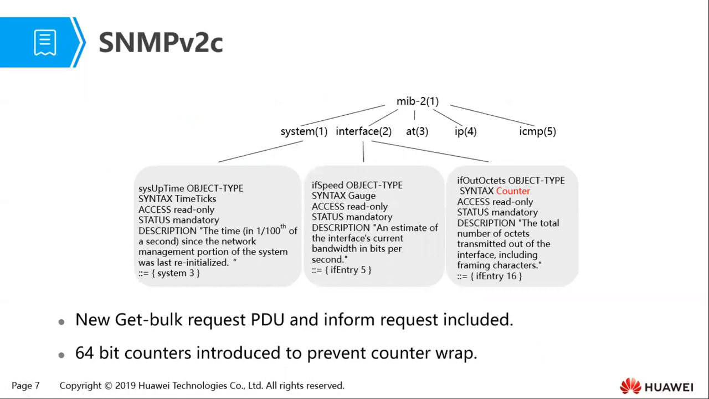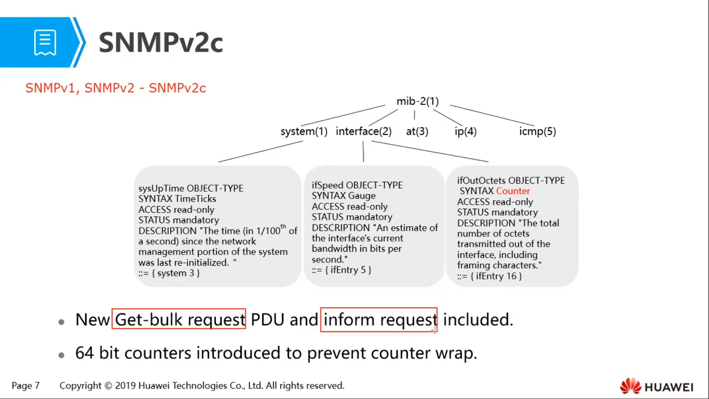Now, as we said, SNMP has improved over the years through several versions. One of them was SNMP version 1. Then they went to SNMP version 2. Then that was improved to SNMP version 2C, which is what we are looking at right now. In particular, one of the major improvements from version 2 to version 2C was the introduction of another protocol data unit, which is known as the get bulk request, and another one known as the inform request.